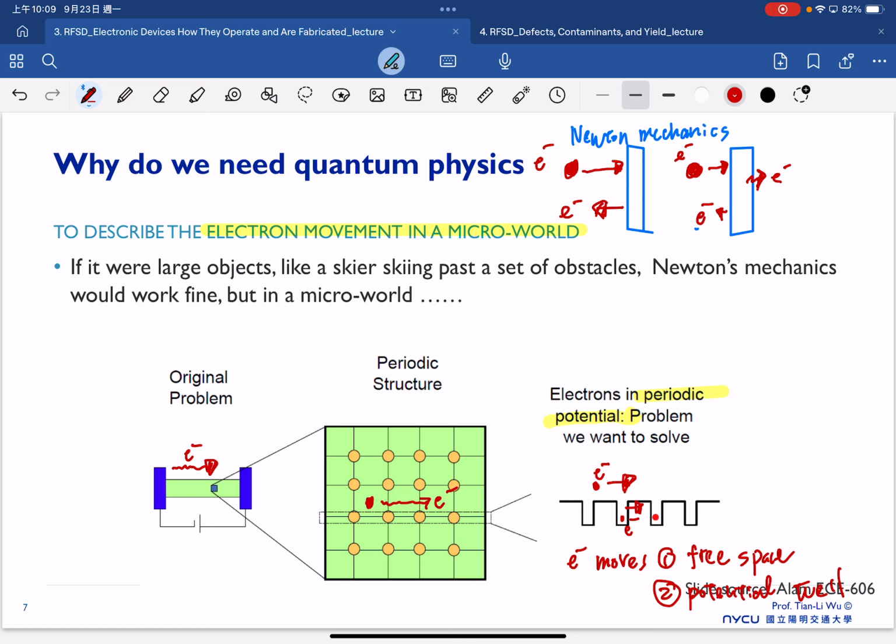Just imagine that right now you throw a ball against the wall here. If you were actually in a quantum physics world, once you throw the ball against the wall, you would find the ball can penetrate the wall and reach the other side. This is actually what quantum mechanics tells us.